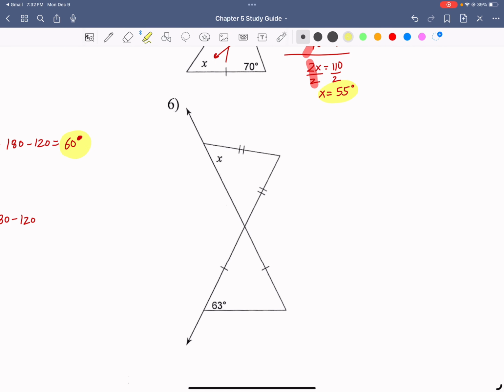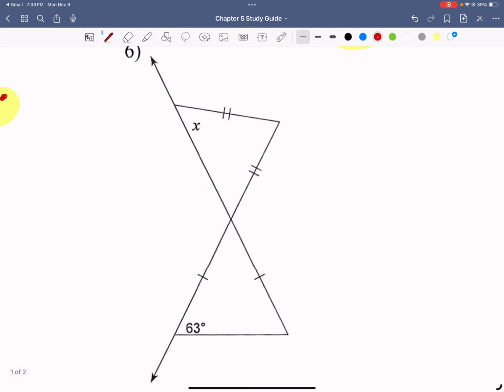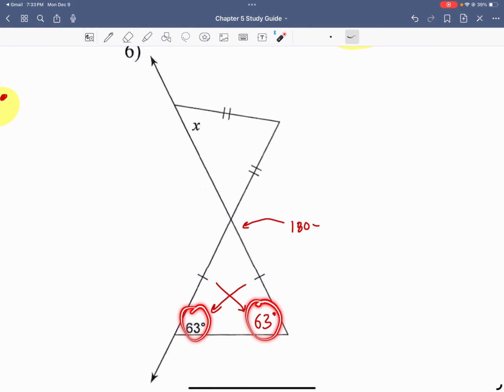Okay, let's do the next one. Pretty similar, I think. These two are most certainly going to be 63. Remember, the key to finding this is 180 minus whatever these two angles add up to. I believe that is going to be 126 degrees. Okay, so subtract 126. Once you subtract 126, you're going to get, what is that? I'm blanking here. 54. Oh my gosh, what happened? So 54 degrees.